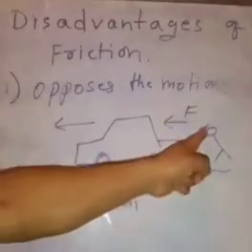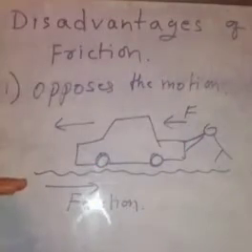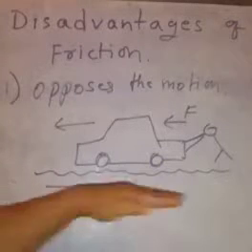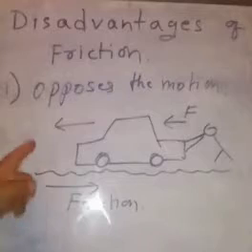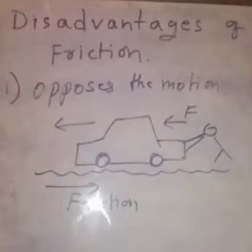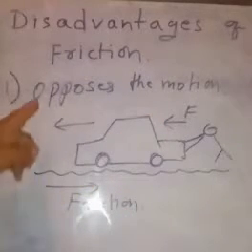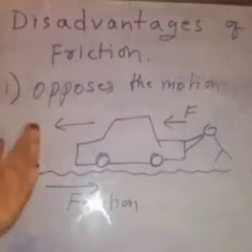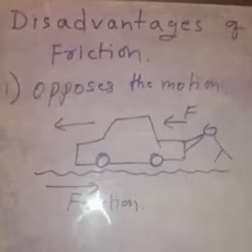Clear? If you push in this direction, there will be an opposite force on this ground, on this road, in this direction. So the applied force and friction, these two are in opposite directions. That's why it will oppose the motion. It means now it becomes very difficult to push the car. So this was the first disadvantage of friction. That's why we feel it very difficult to push.